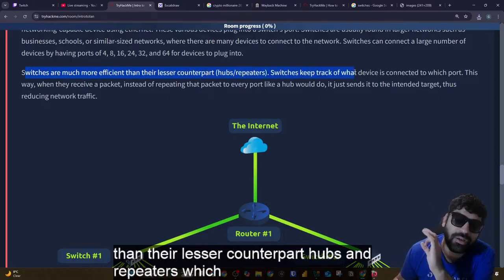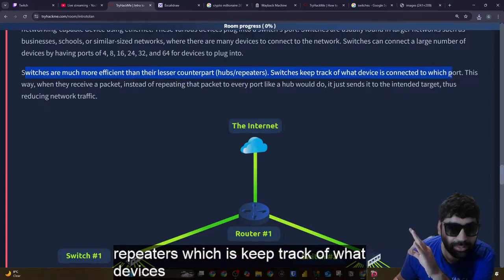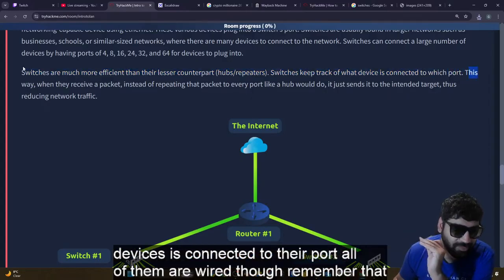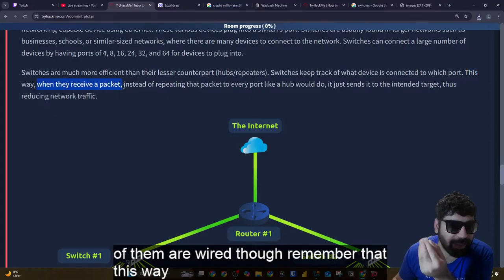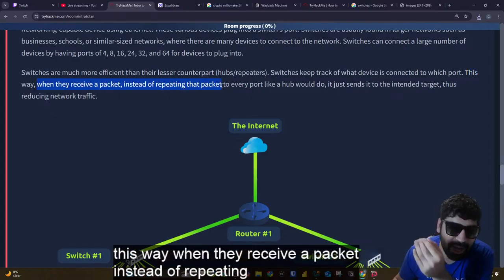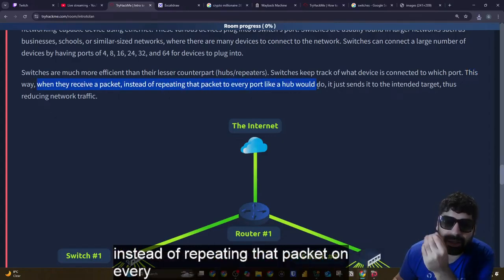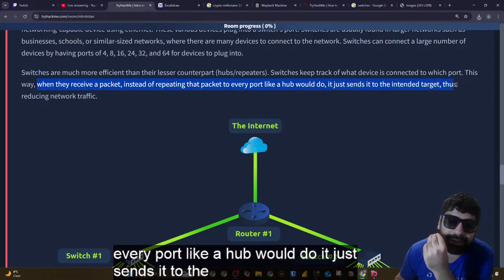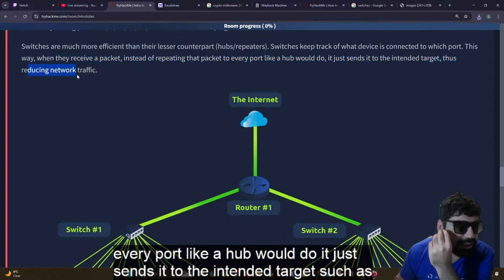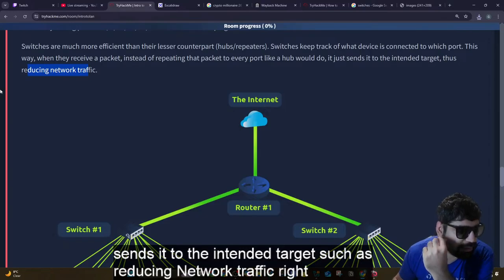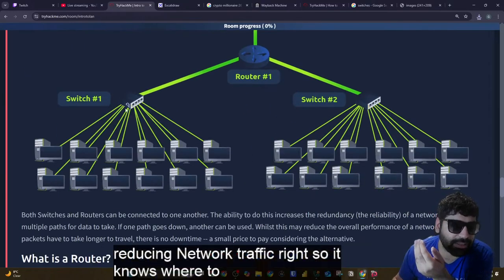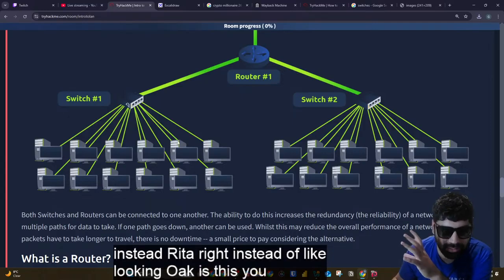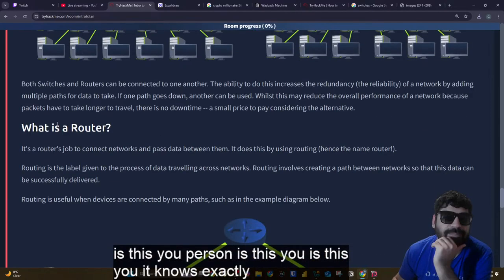Switches keep track of what devices are connected to their ports. All of them are wired though, remember that. This way, when they receive a packet, instead of repeating that packet on every port like a hub would do, it just sends it to the intended target, reducing network traffic, right? So it knows where to send the data, instead of looking, oh, is this you? Is this you? Is this you? It knows exactly where to send.